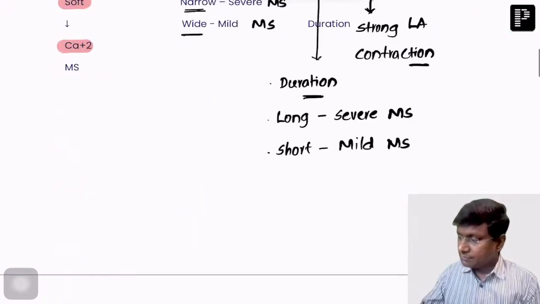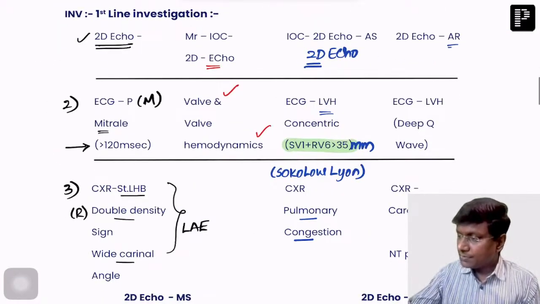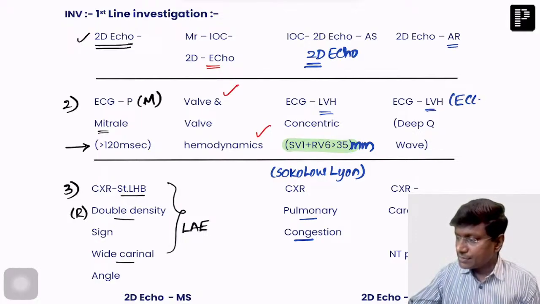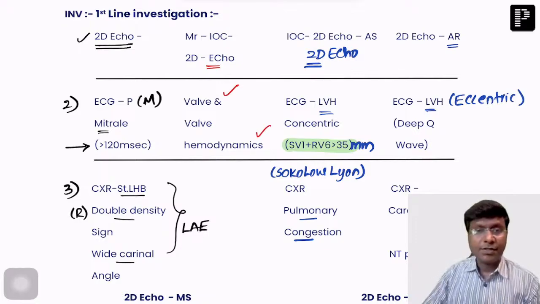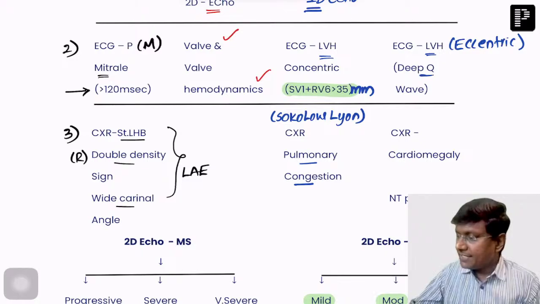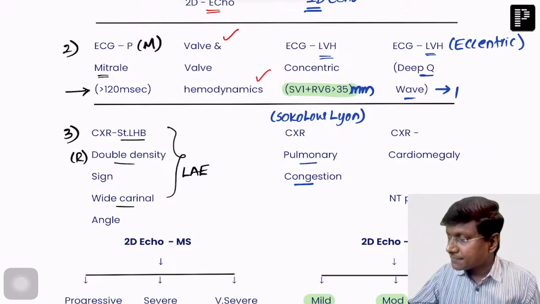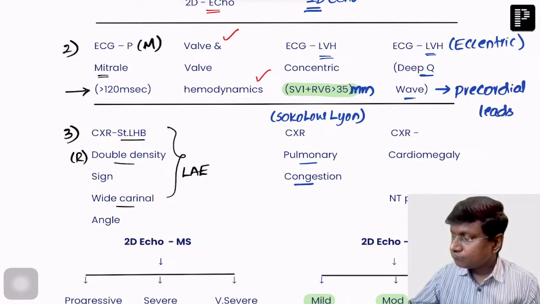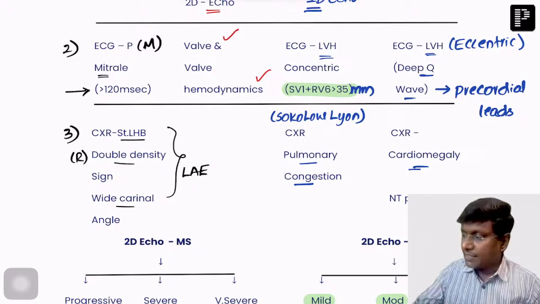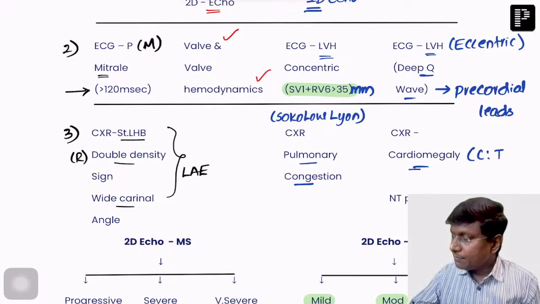Next, 2D echo is the investigation of choice. ECG will show eccentric left ventricular hypertrophy. What is the difference? In concentric hypertrophy you have SV1 plus RV6 more than 35 mm, whereas in eccentric hypertrophy, along with SV1 plus RV6 more than 35 mm, you will have deep Q waves in the precordial leads. Chest X-ray will show cardiomegaly due to eccentric hypertrophy, with a cardiothoracic ratio more than 0.5.